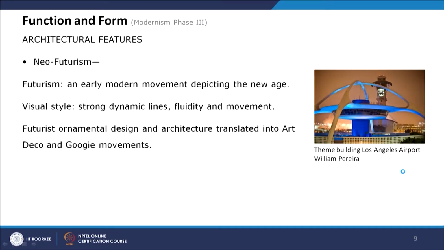Now from this futurist style, other styles evolved from the futurist movement. Futurist ornamentation, design and architecture translated into Art Deco and the Guggenheim movement. We have already discussed Art Deco. Art Deco definitely does not have much movement, but it was high on ornamentation, and the machine-generated style got blended with the craftsmanship and the floral design which came from Art Nouveau.